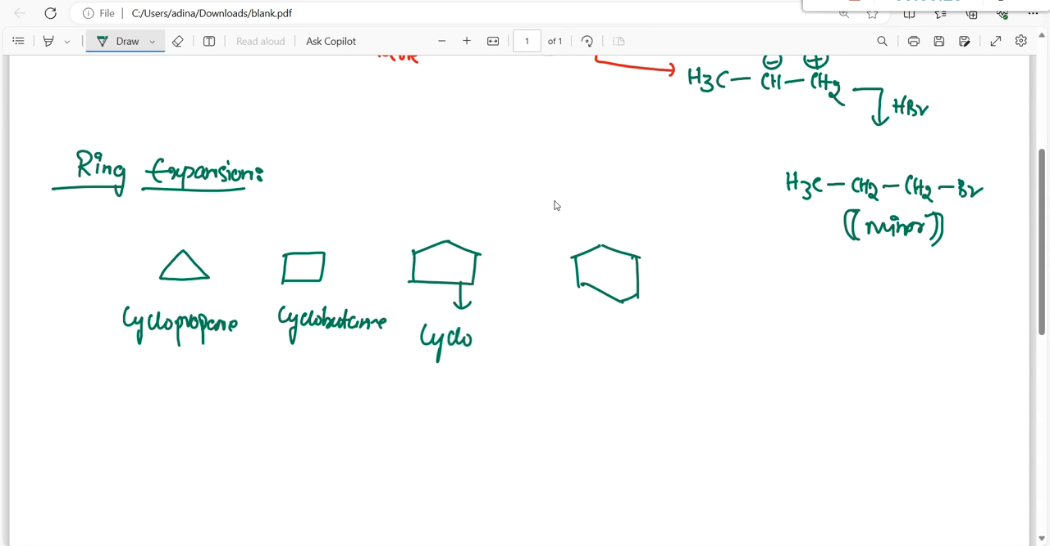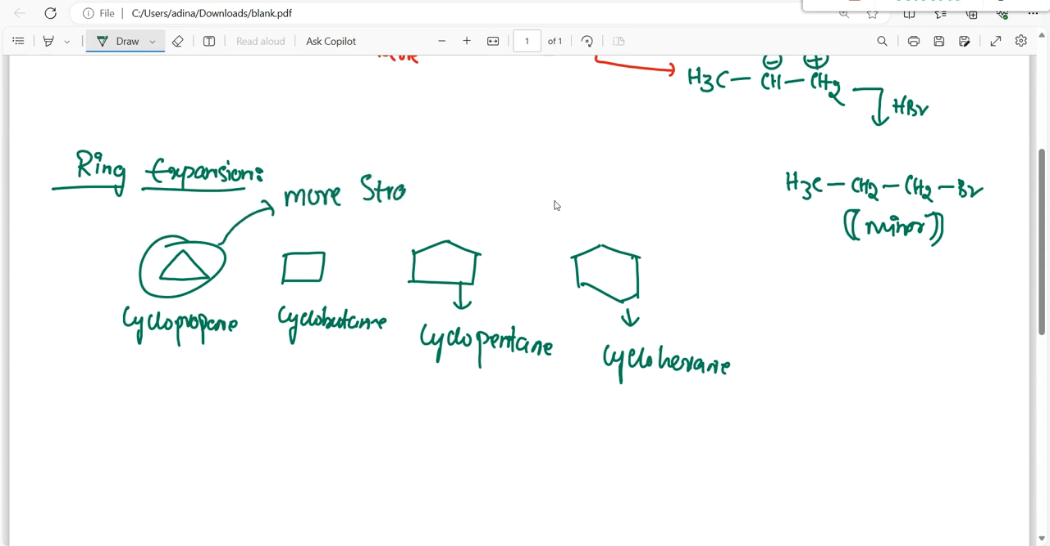Among the four structures, we observe that where the ring is small, there is more strain. The ring is small, so more strain is present on that ring. So that ring wants to expand.